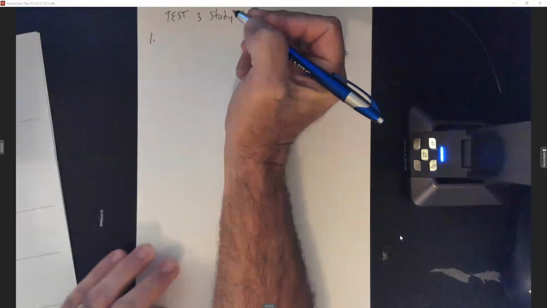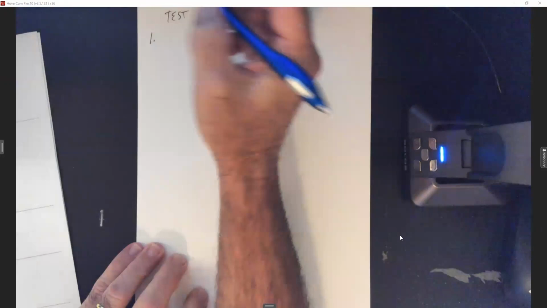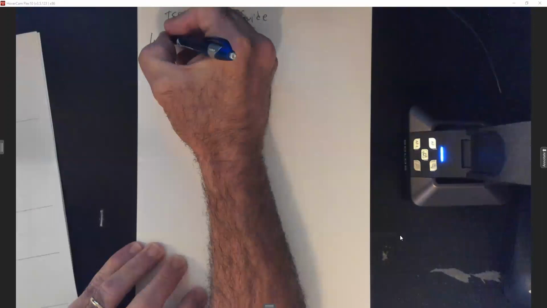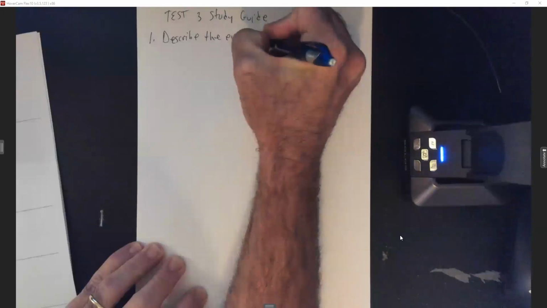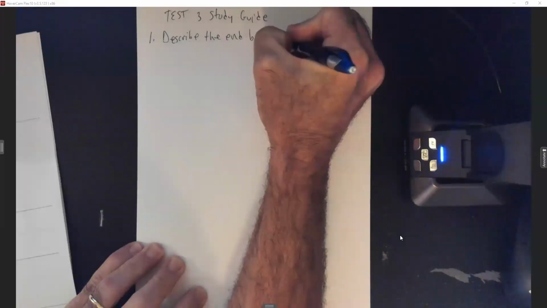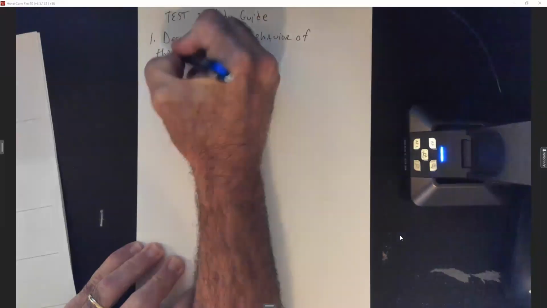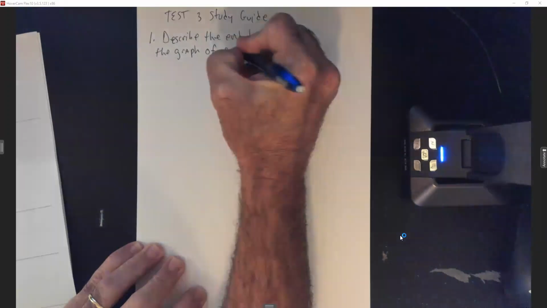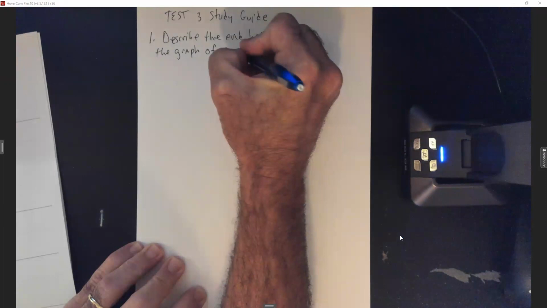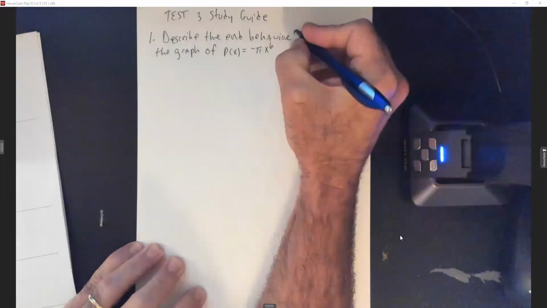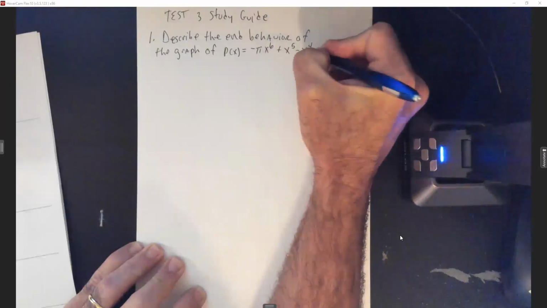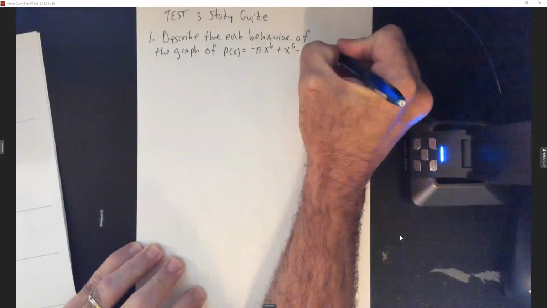All right, so first, number one, we want to find the end behavior of the function. So we're going to describe the end behavior of the graph of, so they're giving me p of x equals negative pi x to the 6th plus x to the 5th minus x to the 4th minus x plus 6.